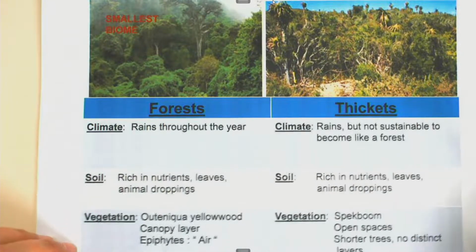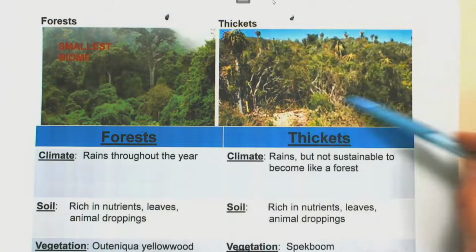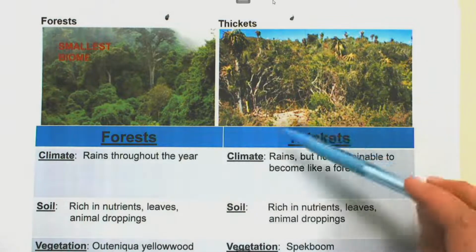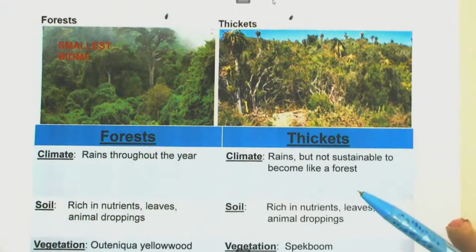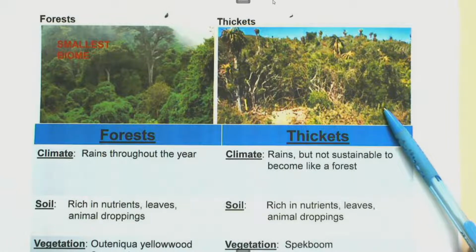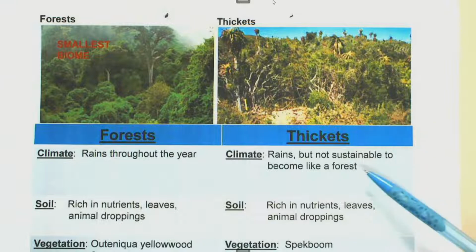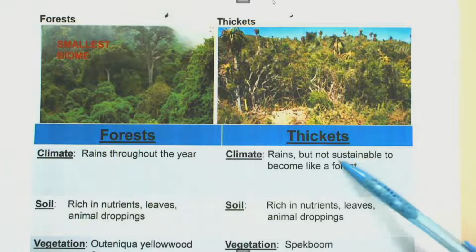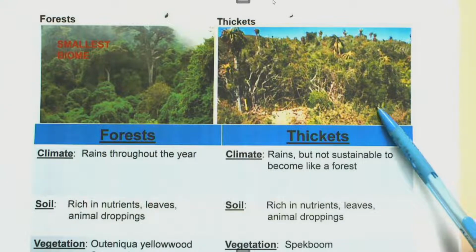Now the thicket section, when you look at the thicket, you see there's some browner areas. It's not as green as with the forest. And then in certain areas, you can see there's rocks and there's smaller shrubs as well. So here they tell you that the climate, obviously there's going to be rain to sustain this type of thicket, but it's not enough to become a forest. So it's not sustainable. It rains and then it doesn't rain. So it all depends on the amount of rain, which is not continuous.